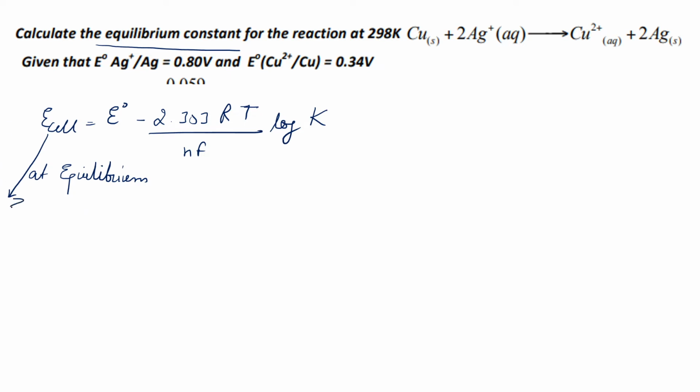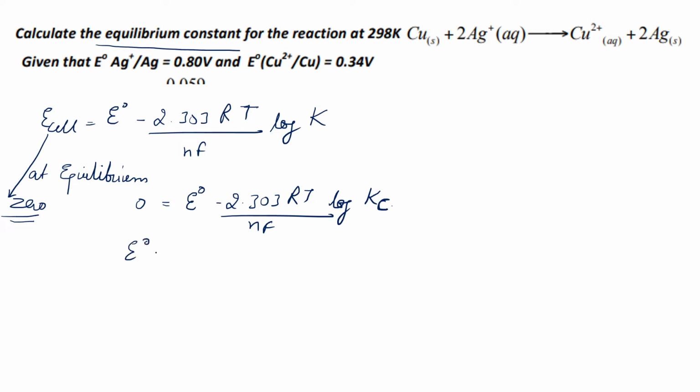So at equilibrium, E cell is equal to 0. Therefore the equation becomes 0 equal to E naught minus 2.303 RT by NF log K. Now this constant becomes the equilibrium constant. So simplifying the equation, we have E naught is equal to 2.303 RT by NF log Kc.